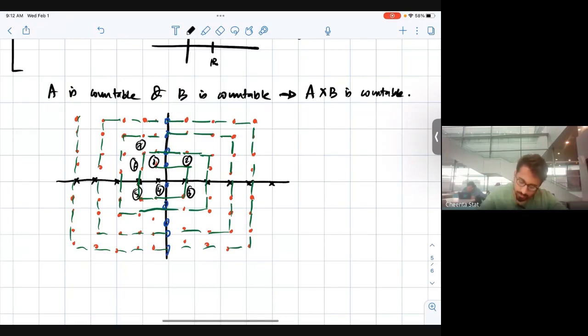The 7th element. All of you understood this, yes or no? And then you can continue like this, since it's countable.